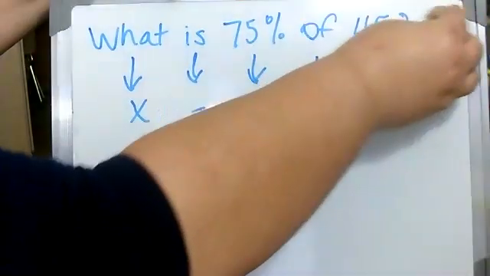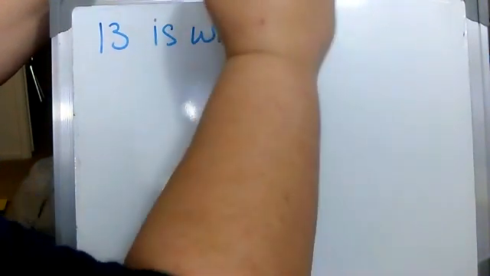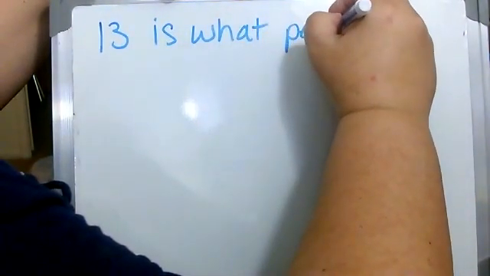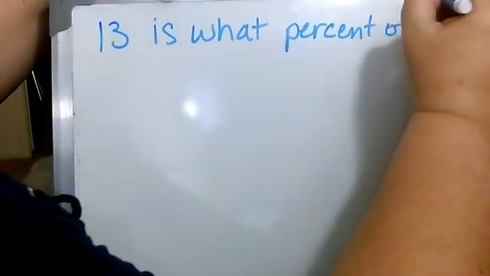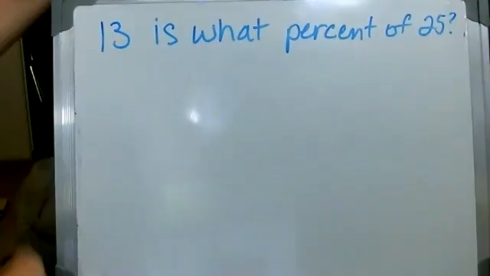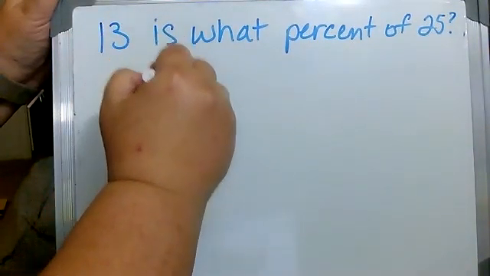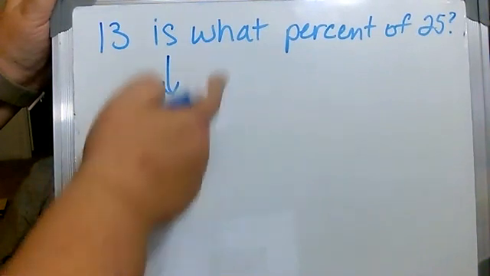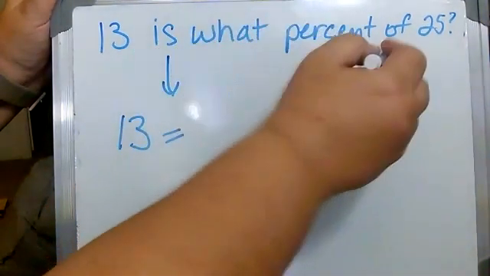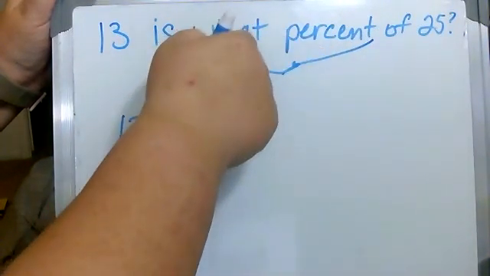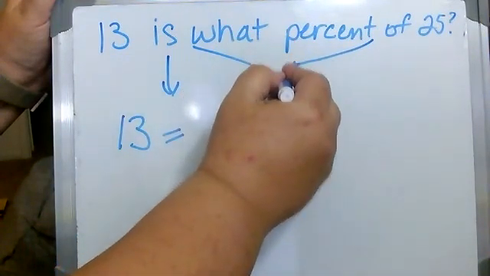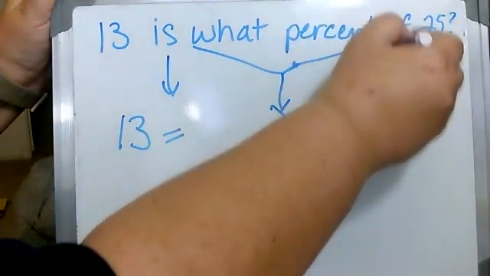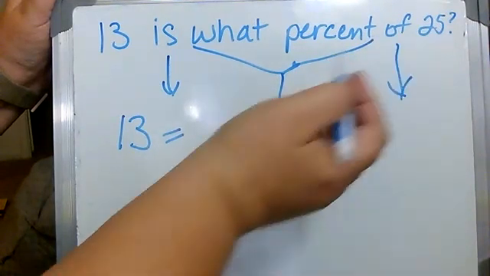Okay, let's do another one. 13 is what percent of 25? All right, so we have our is, which is going to be our equal sign. On the left of it is 13. 13 is, now what percent? So that's going to be, we know that it's an unknown, and we know that at the end of it, we're going to have to make it a percentage. So here's your x of 25.